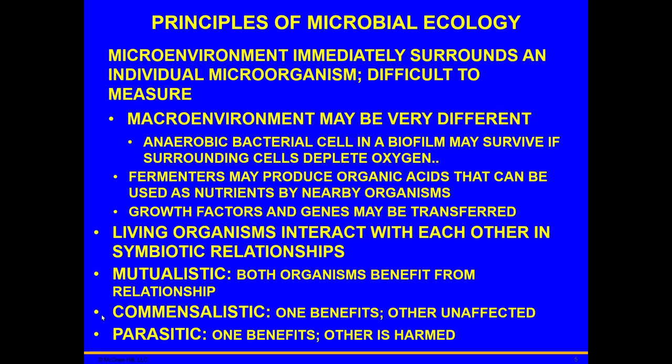Living organisms interact with each other in symbiotic relationships. When I say symbiotic, basically that's where two organisms live together. Could be three, could be five, but we'll just break it down to something simple right now. Now, there are several different types of symbiotic relationships. Mutualistic, that's where both organisms benefit from the relationship.